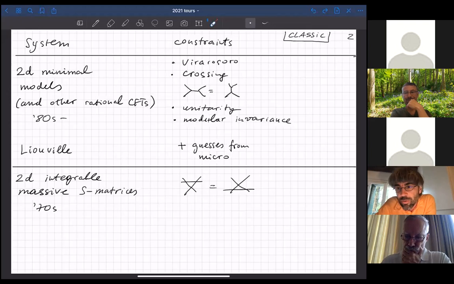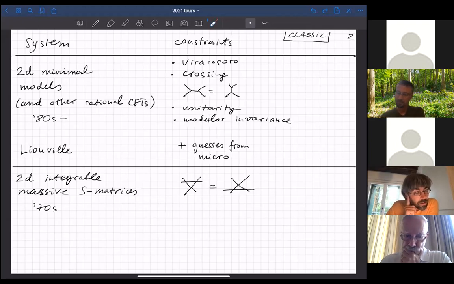So sometimes you can use the microscopic description. You use it not to solve the problem, but just to guess what the right things are, and then you just incorporate the guesses. So that's one example when the Bootstrap philosophy was successful in the 80s.